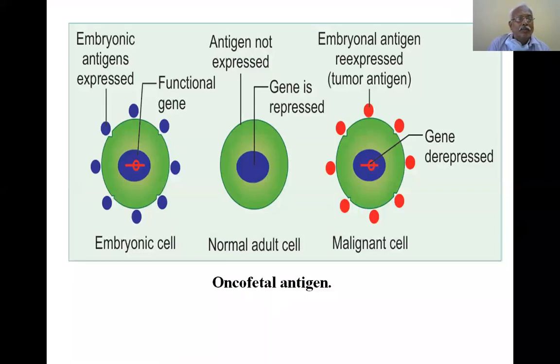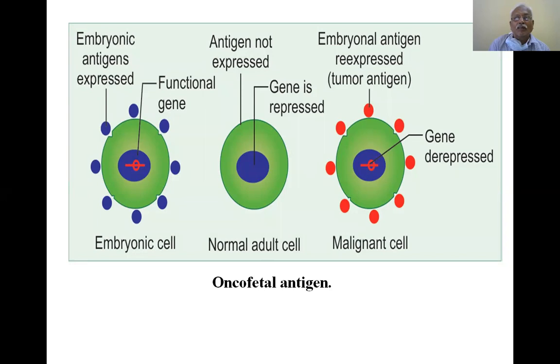So embryonic cell is totipotent. It will be having so many antigens expressed by them. And there will be functional genes present inside the embryonic cell. The embryonic antigens will be expressed by the embryonic cell when it is in the stage of embryo. But once it becomes a normal adult cell, all the embryonic antigen expression will be stopped. It will not take on that purpose. So only the gene is repressed. So antigens are not expressed in a normal adult cell.